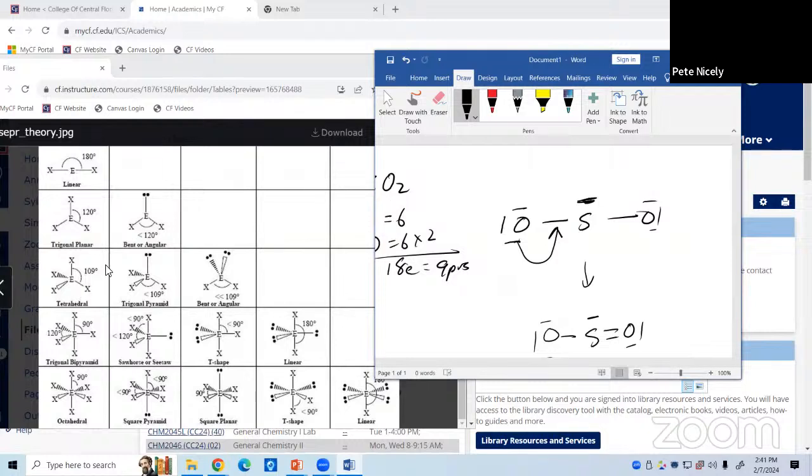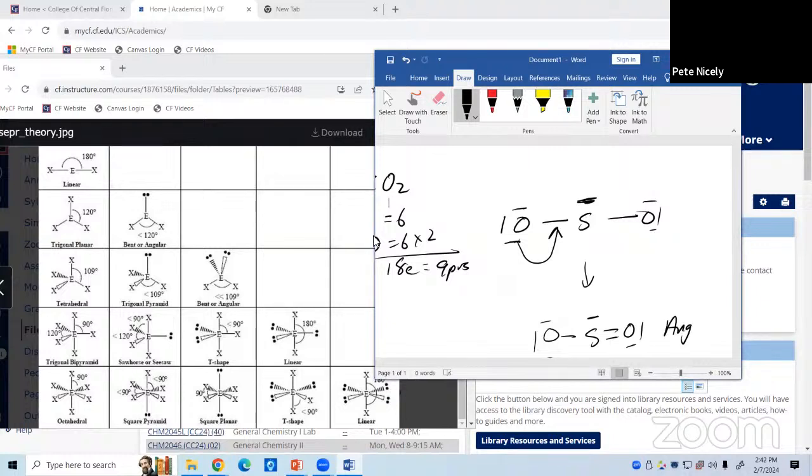Trigonal pyramid? No, because in the case of trigonal pyramid, the central atom is bonded to 3 atoms and a lone pair. This is bonded to 2 atoms. Oh, then angular? Angular, exactly. This atom here, the central atom, is bonded to 2 other atoms and a lone pair, which is the same arrangement here. So, therefore it's angular. So it would be angular even though there's a double bond.